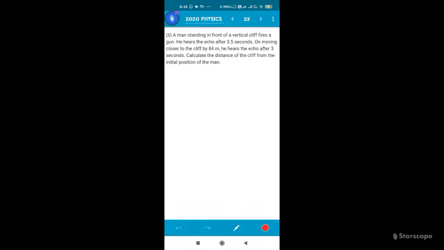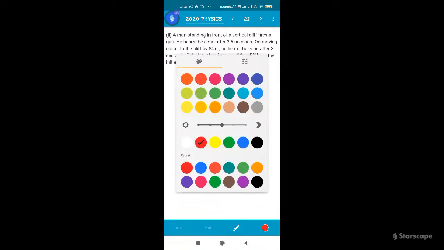Okay. A man standing in front of a vertical cliff fires a gun. So let us quickly make the cliff and the man.